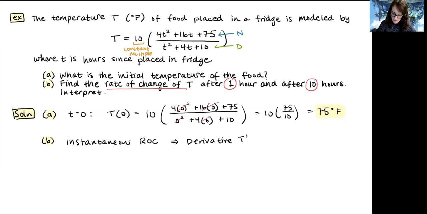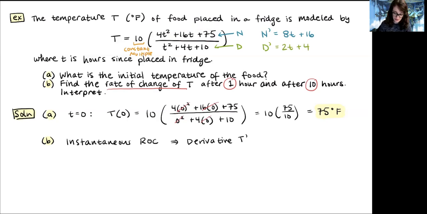So the derivative of the numerator, and we're going to need that for our quotient rule. So we have 4t squared, its derivative is 8t to the first. Then we'll add the derivative of 16t, that's plus 16. And then we'll add the derivative of 75, and that is, of course, 0. So here's n prime: 8t plus 16. Now our denominator's derivative, or d prime, the derivative of t squared is 2t. Then we'll add the derivative of 4t, which is 4, and add the derivative of 10, which is 0.